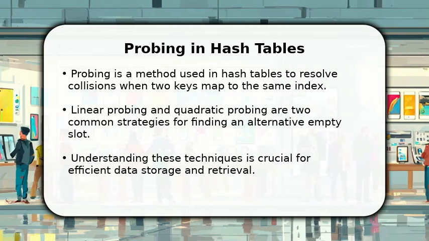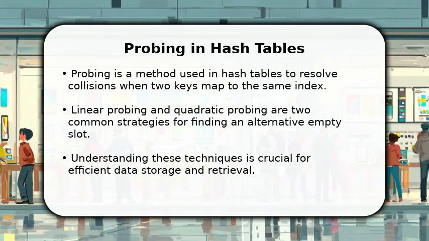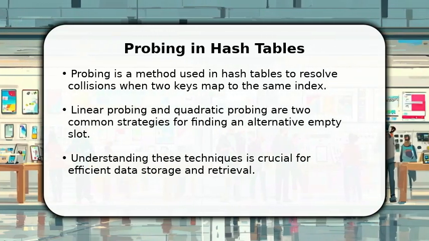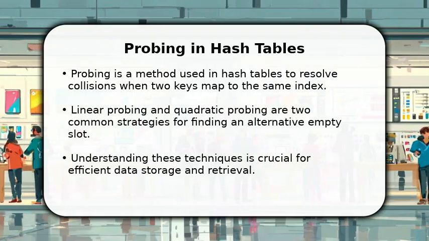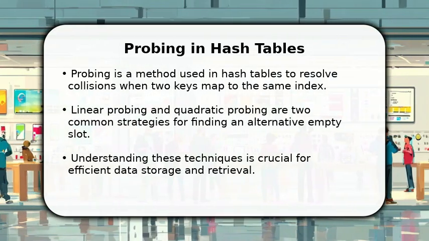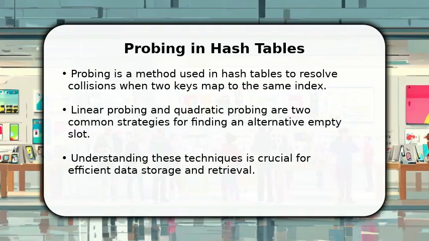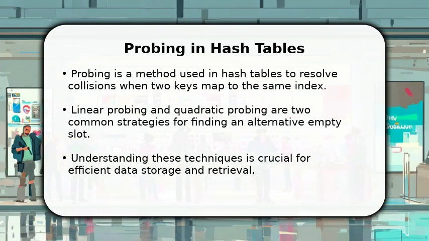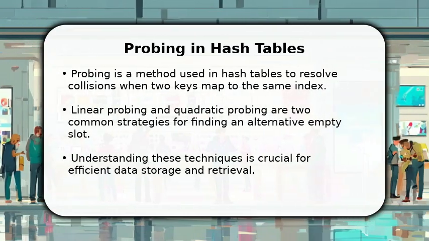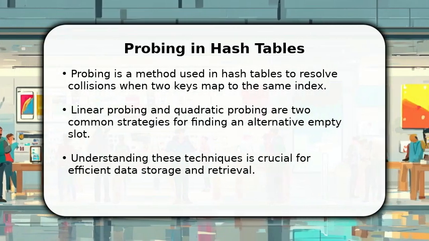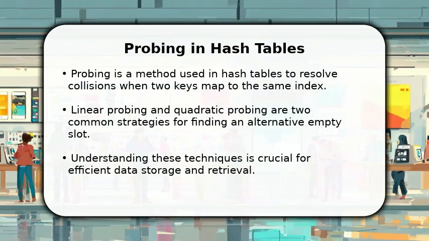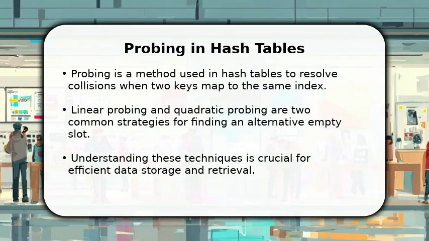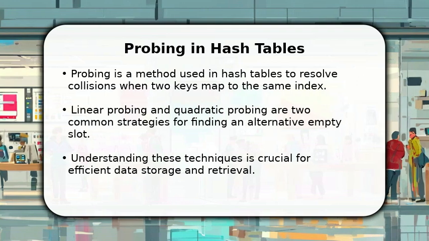In this video, I will compare linear versus quadratic probing. When a hash function maps two different keys to the same array index, a collision occurs. Probing is the process of searching for an empty slot in the hash table to store the colliding element. We'll explore how linear and quadratic probing handle these situations, examining their mechanisms and performance implications to help you choose the right approach for your data structures.